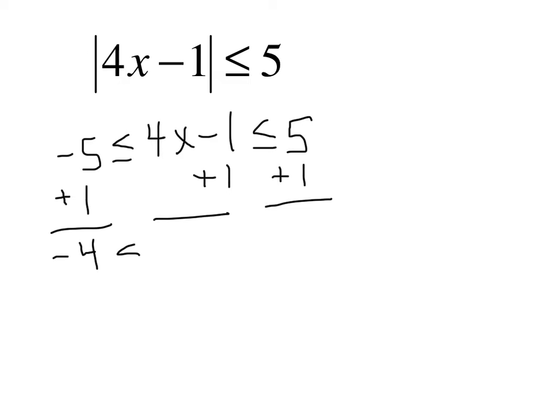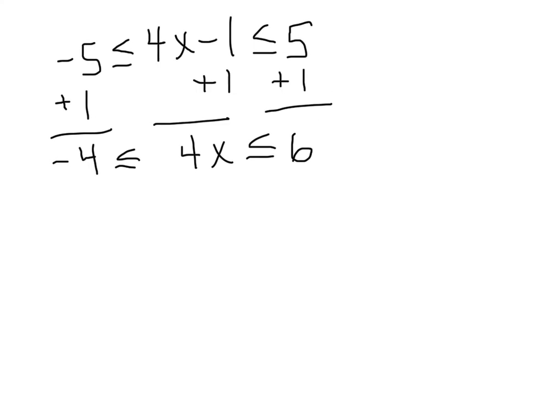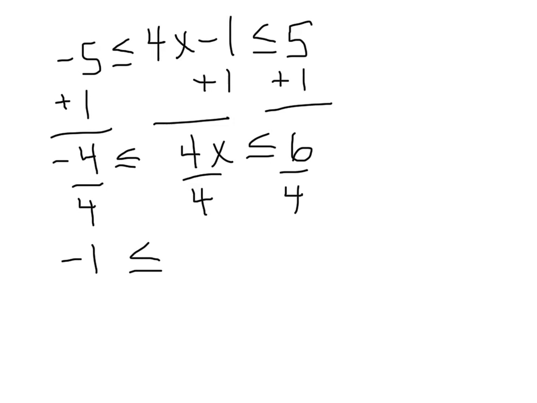Negative 4, 4x, 6. We still need to isolate x. We need to get rid of that 4. So we want to divide by 4, but we have to divide by 4 all 3 places. 6/4 is 3 halves, that's 1 and 1/2.